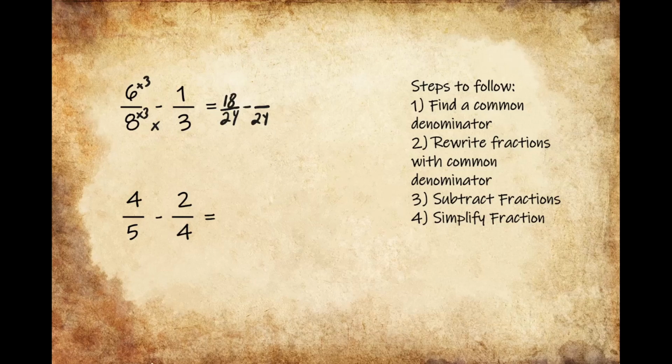So now I have to do the same thing for the next fraction. So I had to multiply 3 times 8 in order to get 24. So I have to multiply the numerator by 8 as well. And we know that 1 times 8 gives us 8.